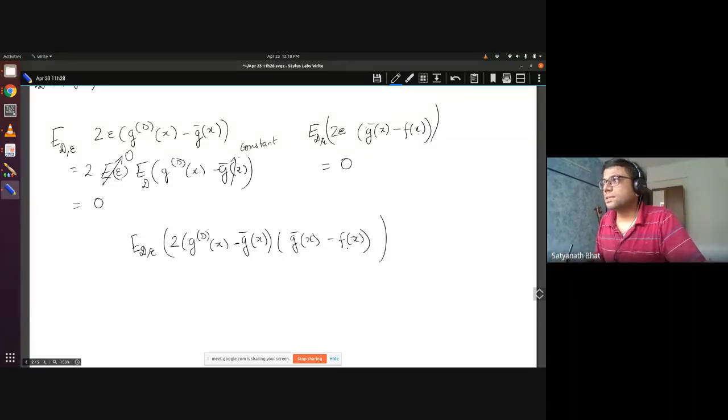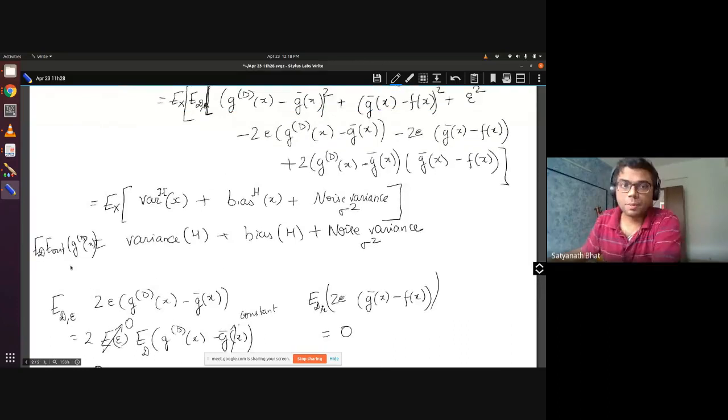Okay, so again, this is a constant, it comes out of the expectation over D and epsilon; the epsilon doesn't affect this. So this will become the expectation of GD of x minus G bar of x, which is a constant. So this becomes G bar minus G bar, which is 0. So this gets 0. Essentially what we have shown is that the expected value is a sum of variance plus bias plus noise.